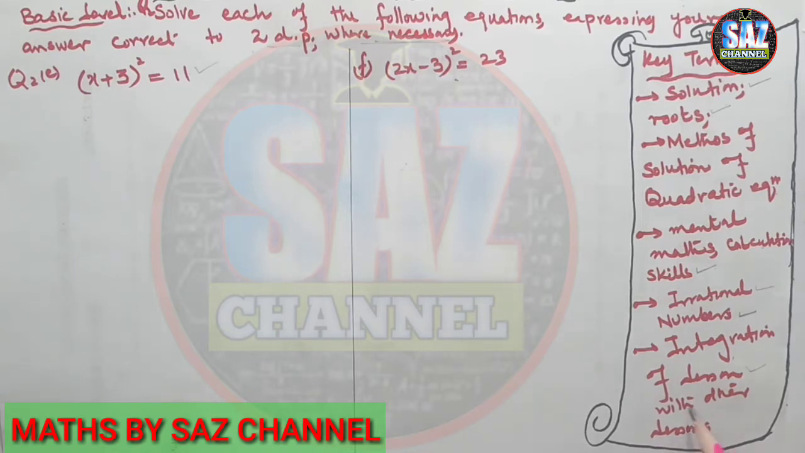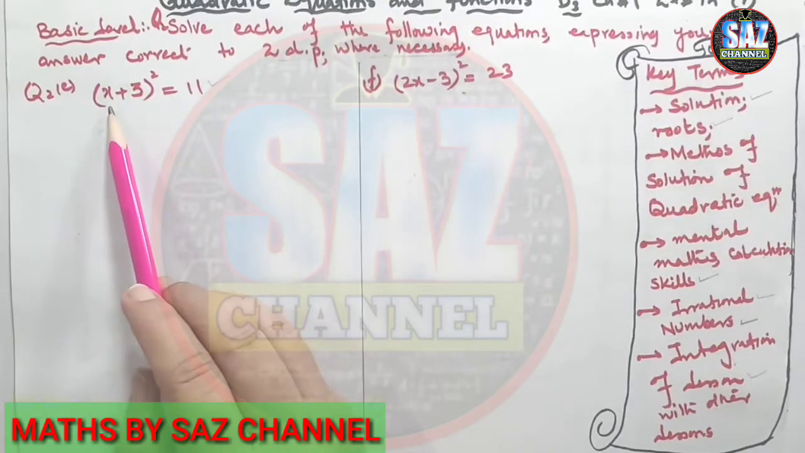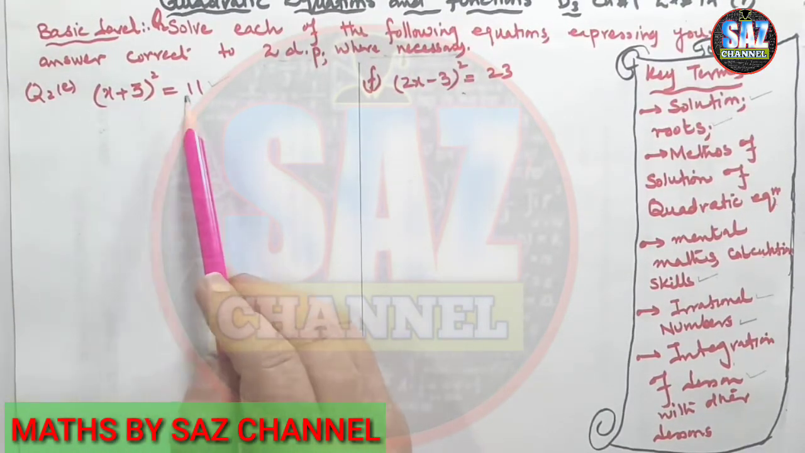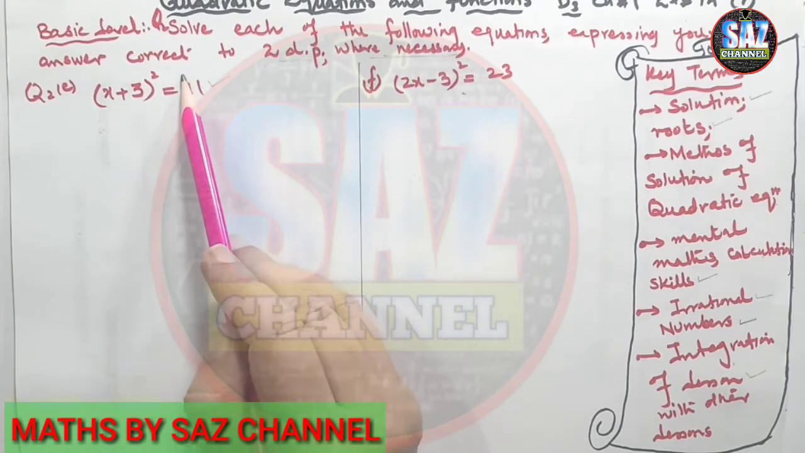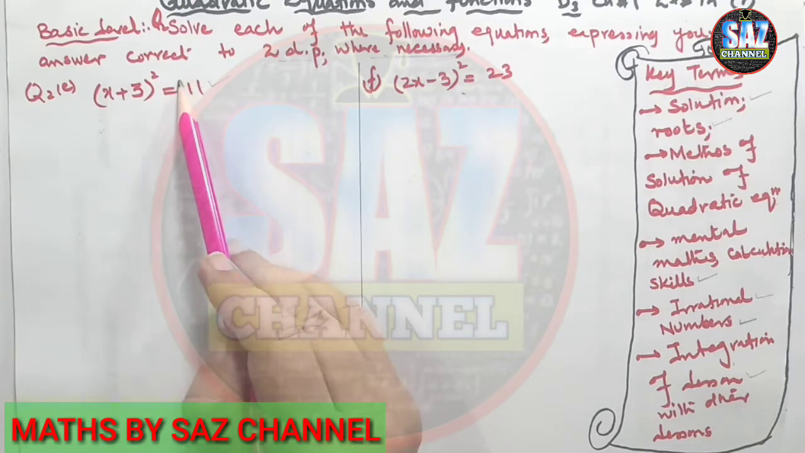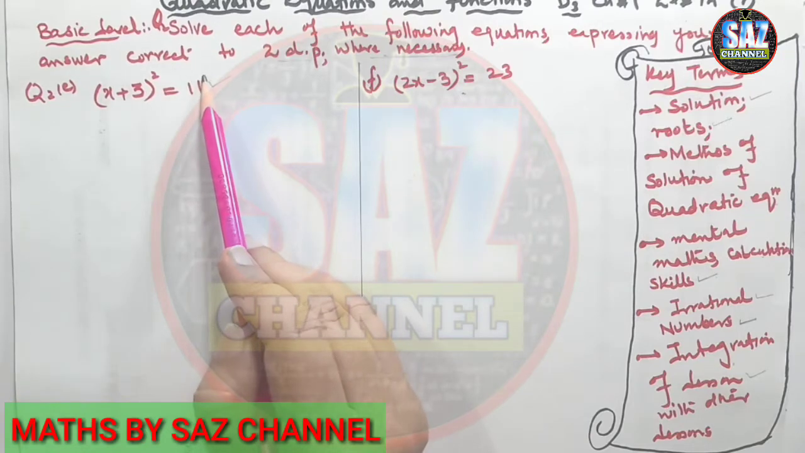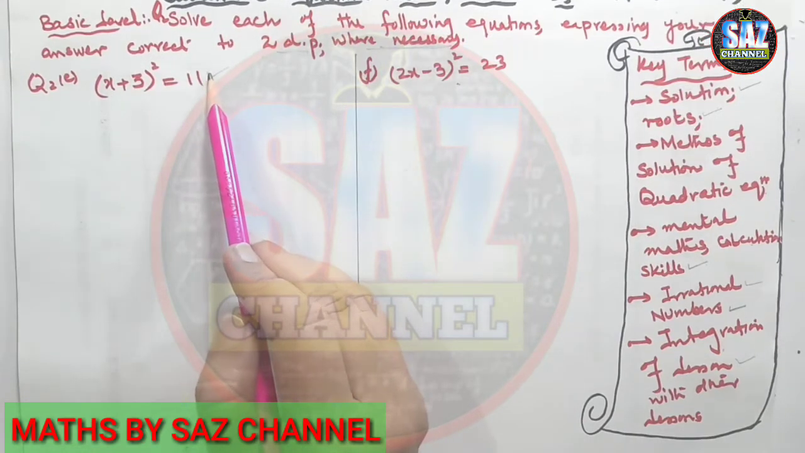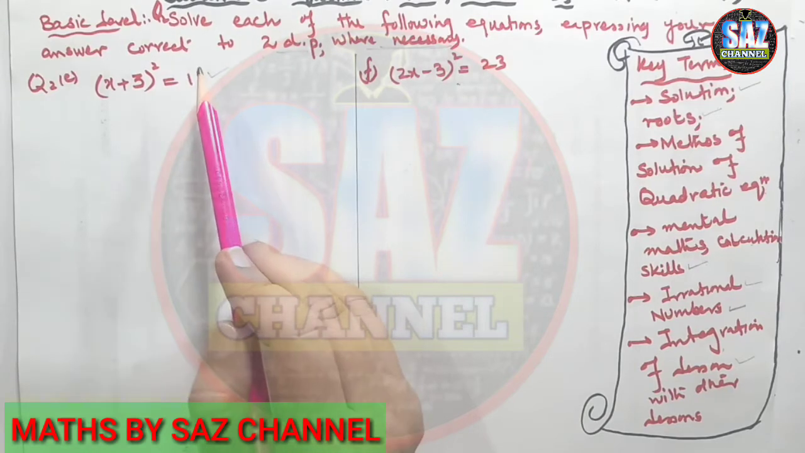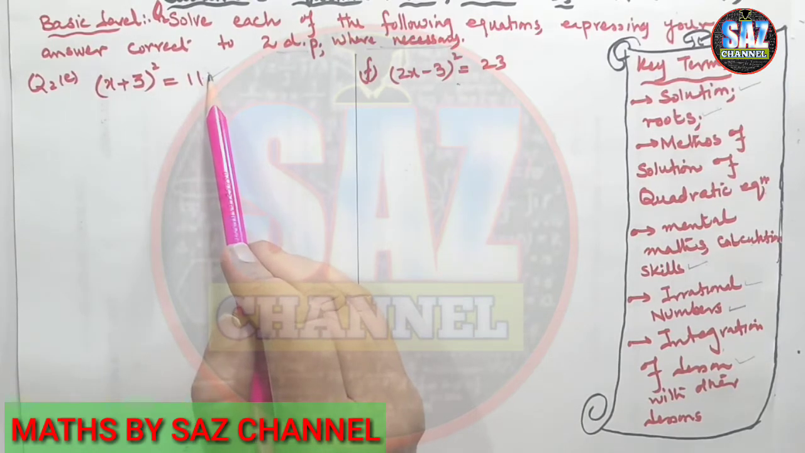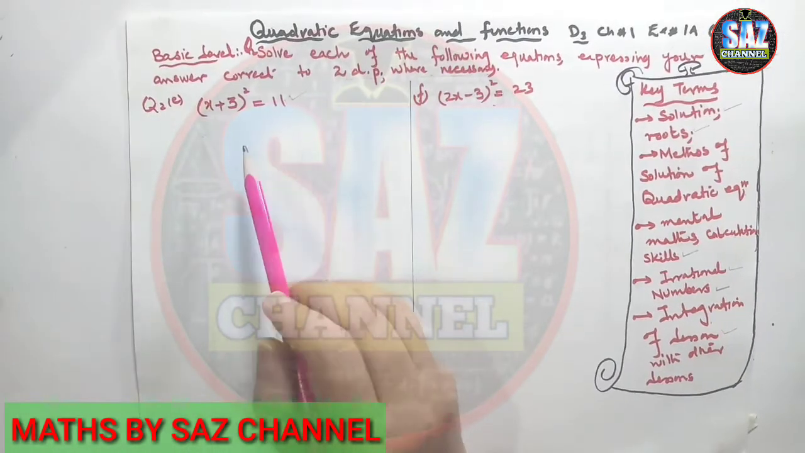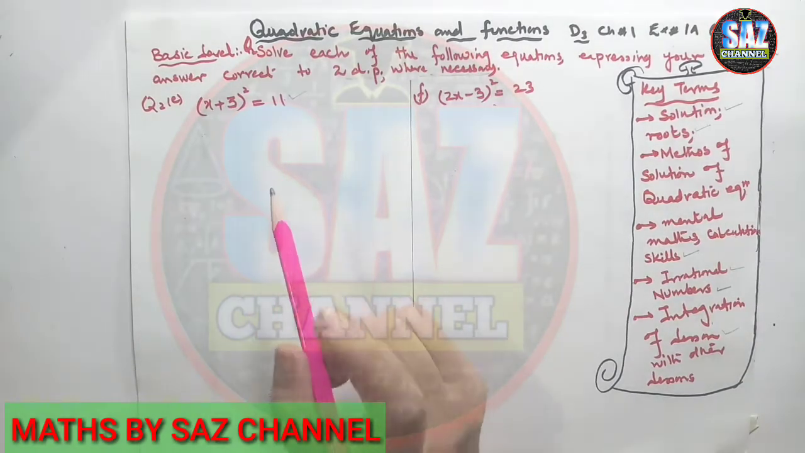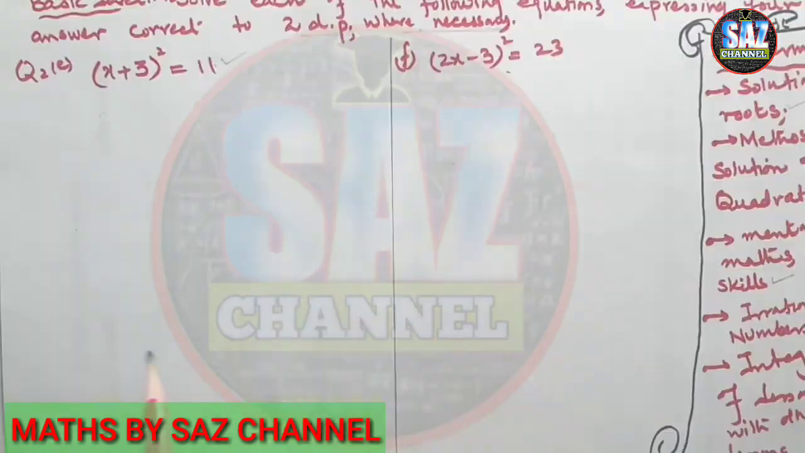Let's move to the first part of the question. The first part is (x plus 3) whole squared equals 11. On the right hand side we have 11, which is a prime number. Whenever we take the square root of prime numbers, they become irrational numbers. So for accuracy, we will take 2 digits after the decimal. Let's move to the lesson.